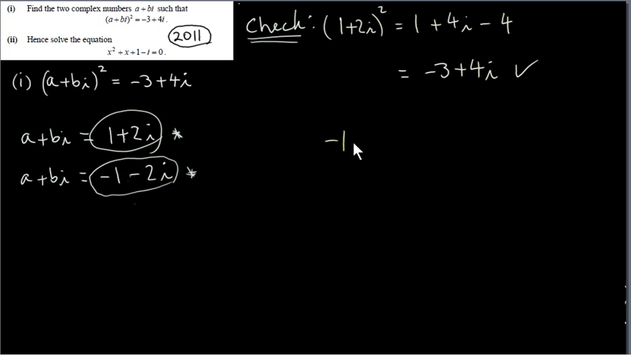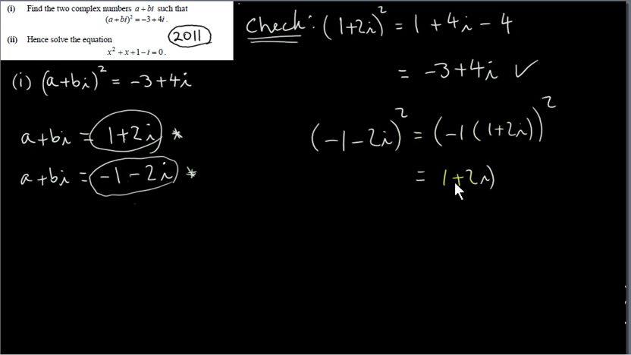And of course, if we square minus 1 minus 2i, we'll get the same thing. Because that's just, as I've explained already, we can write it like this. So we take minus 1 and square it, that's plus 1. And then we just have to square the 1 plus 2i squared. And of course we get minus 3 plus 4i.